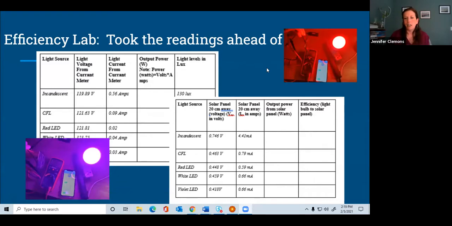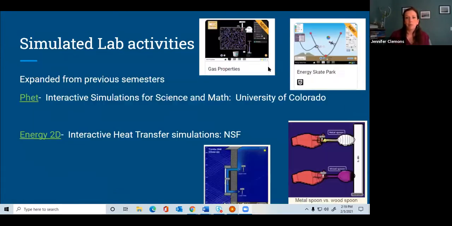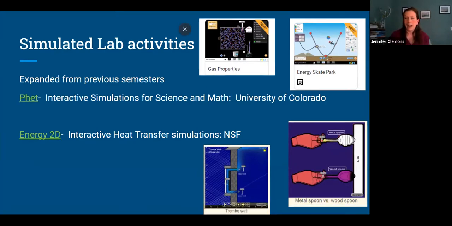But that worked really, really well. Some of the lab activities that I used, and I would encourage you all to use, hopefully most of us have heard of PhET, Interactive Simulations for Science and Math. Obviously, I had to rely on this a lot more than I have in the past. We did use this quite a bit in the past, but I use a lot more of them.